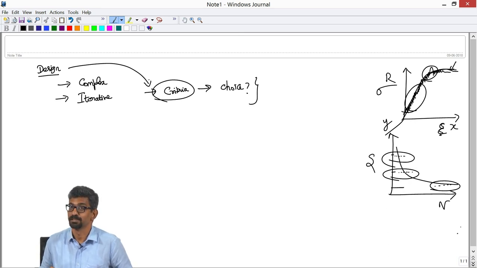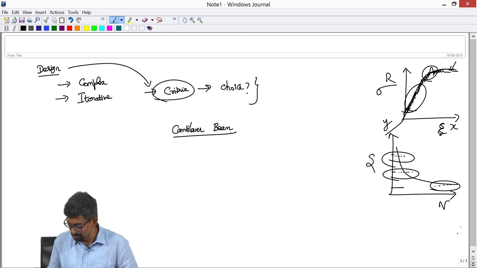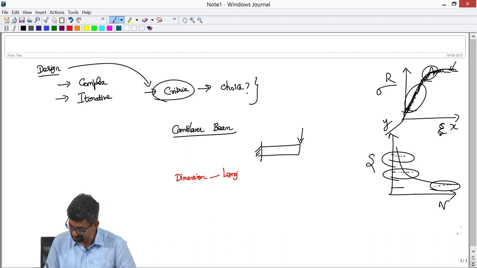Dimension of the beam. Okay. So we will go to the cantilever beam problem. So you are going to ask for dimension. So in dimension, what all will you ask? Cross section dimensions. You will ask cross section dimensions. Someone said length.